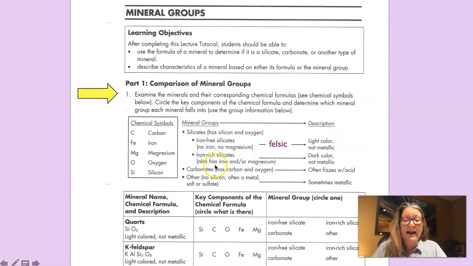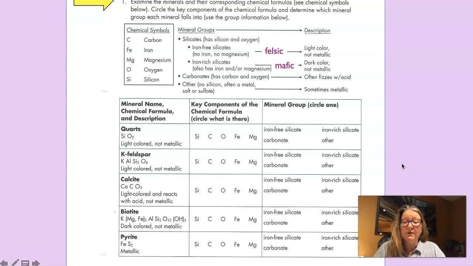Then there are silicates that have iron and possibly magnesium. These tend to be dark colored and they're called mafic, for magnesium, ferric iron. So those are 2 words I'm introducing now. We're going to come back to them when we talk about igneous rocks. If we see carbon and oxygen in the chemical formula, then it's going to be a carbonate. And carbonates often fizz with hydrochloric acid, such as calcite. Other groups, we're only having these 3 groups here, silicates, carbonates, or other, do not have silicon, and they don't have carbon and oxygen. So let's get started.